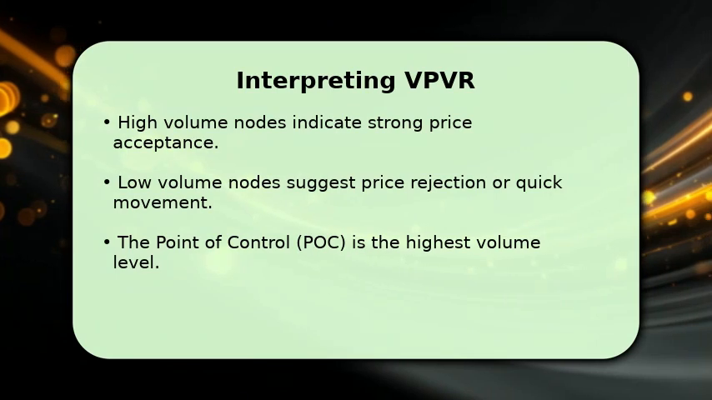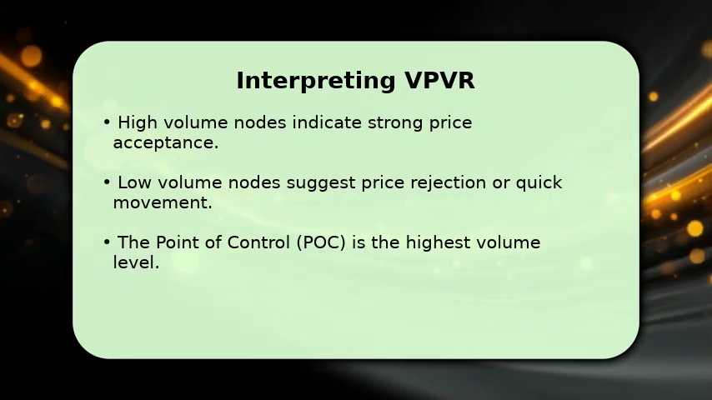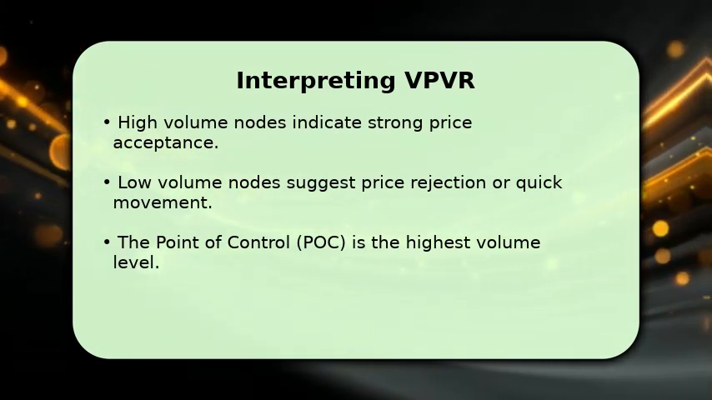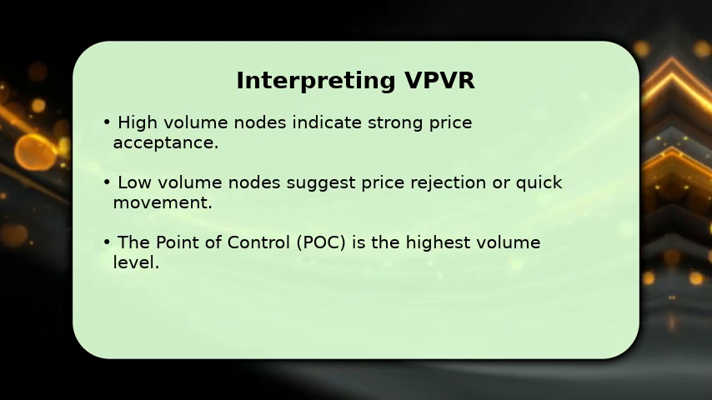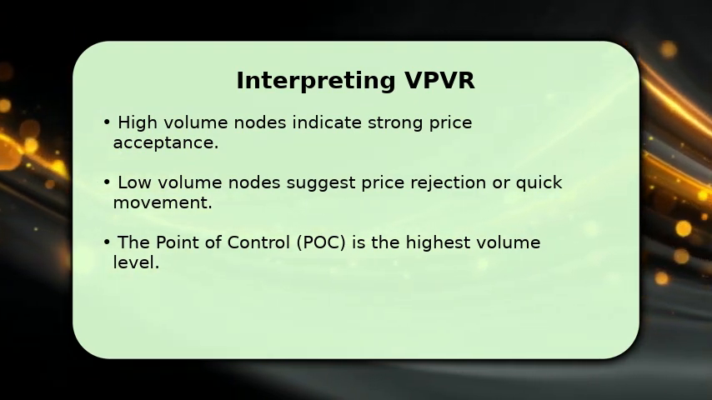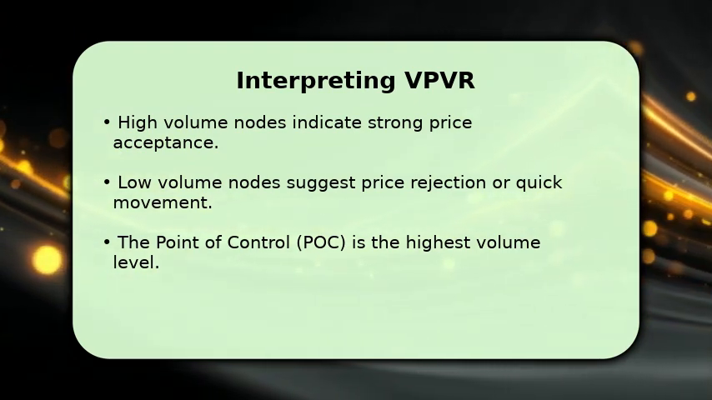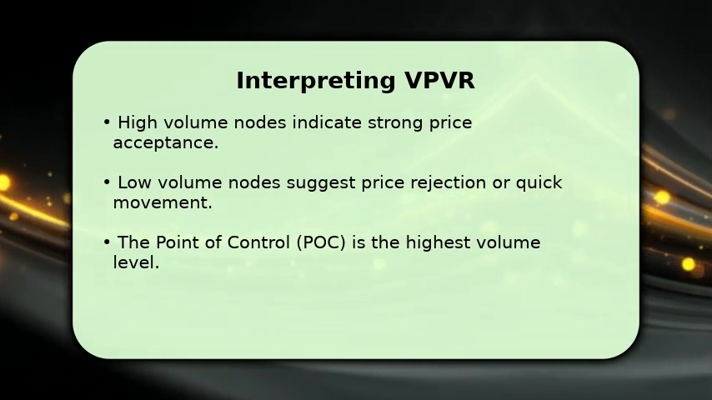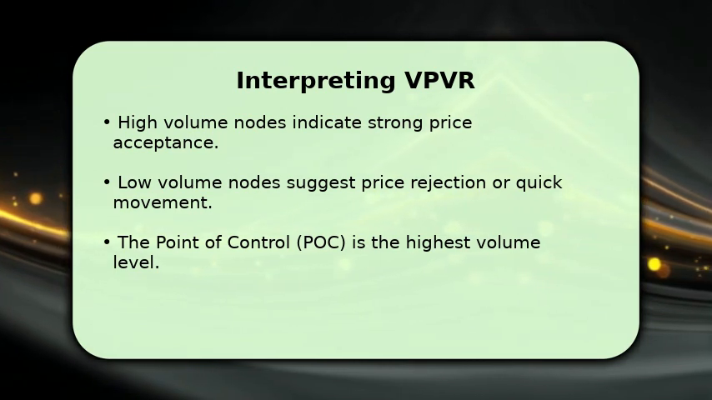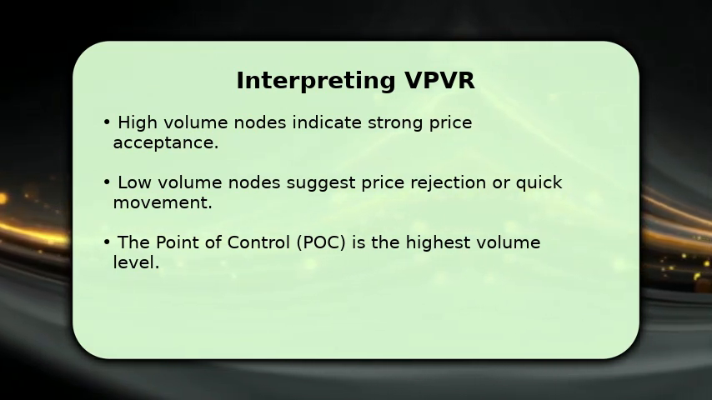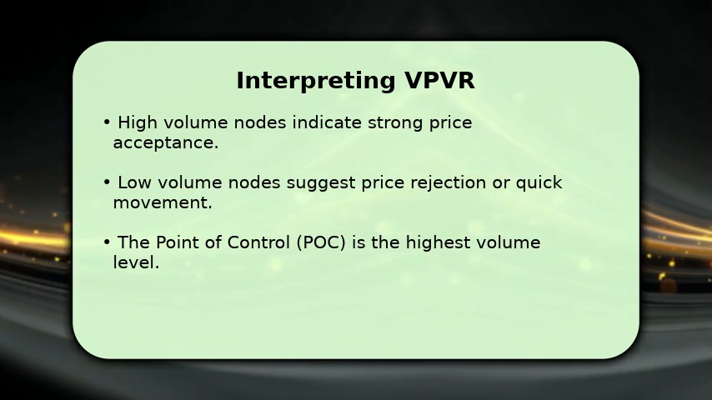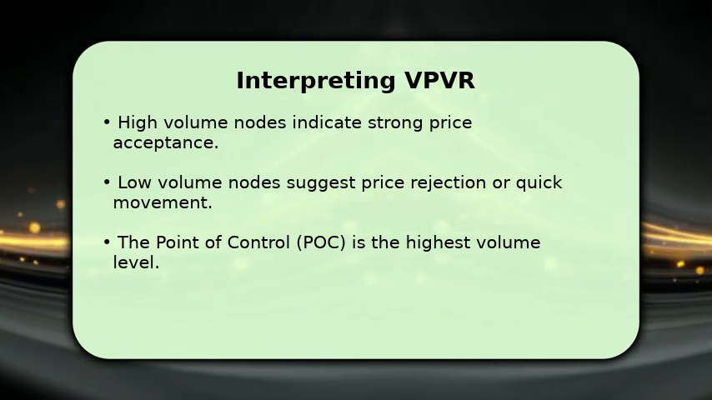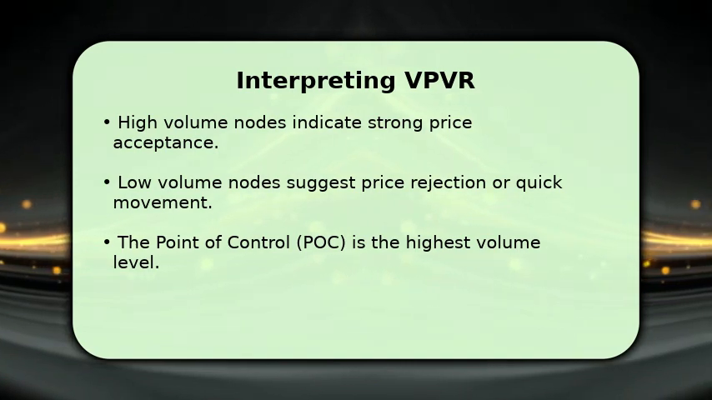Once VPVR is on your chart, interpreting its data is vital. High-volume nodes, represented by longer bars, show price levels where significant trading occurred, indicating strong support or resistance. Conversely, low-volume nodes suggest areas where price moved quickly, often acting as weaker zones. The point of control, or POC, highlights the single price level with the most traded volume.